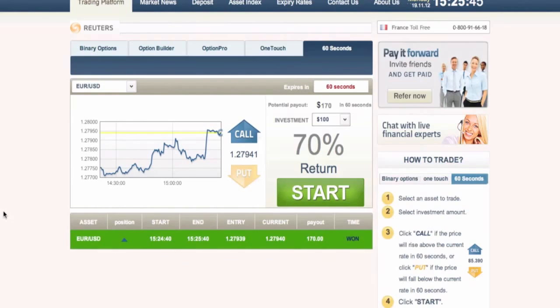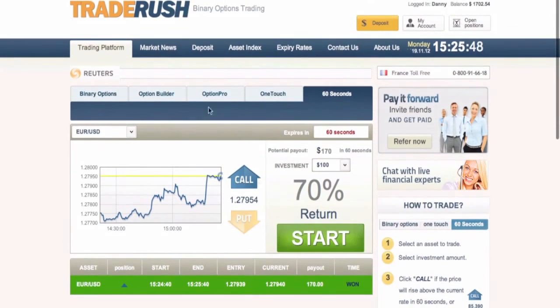I've won. And now my balance is at $1,702. And I think we started at 1665, if I'm not mistaken. So there you go, the complete cycle of this money making strategy. And this is the power of binary options with a great strategy on a great trading platform like TradeRush.